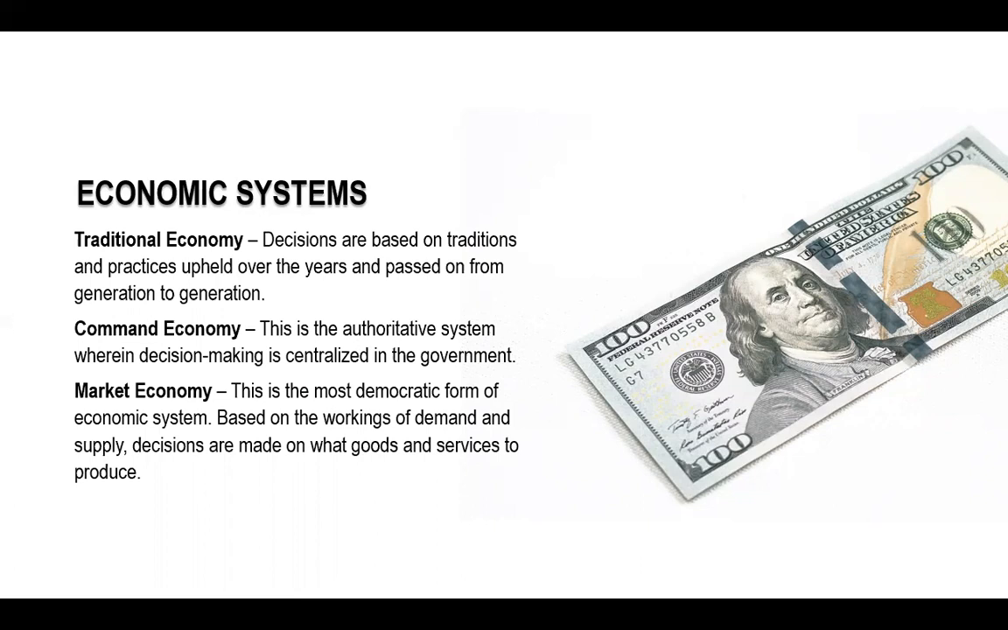Next, command economy. A command economy is a system where the government, rather than the free market, determines what goods should be produced, how much should be produced, and the price at which the goods are offered for sale. It also determines investments and incomes. Last is market economy. A market economy is the most democratic form of an economic system. It is a system where the laws of supply and demand direct the production of goods and services.